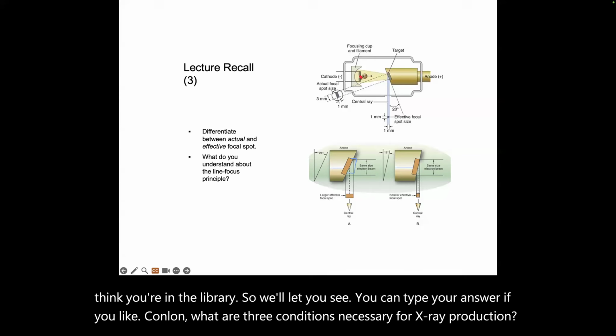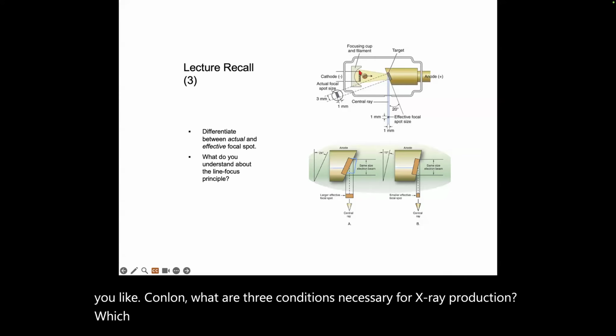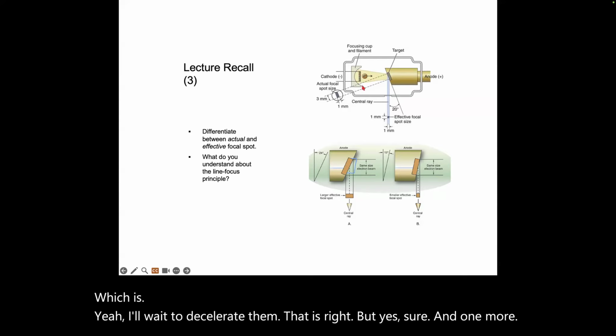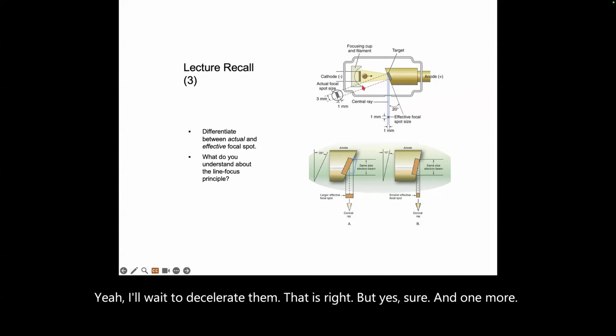Well, a source of electrons, which is the filament. A place to receive the electrons, which is the anode. A way to decelerate them. And one more. A vacuum for them to pass through. Some books say a vacuum, but it's not necessary. It just makes it more efficient. But one more.